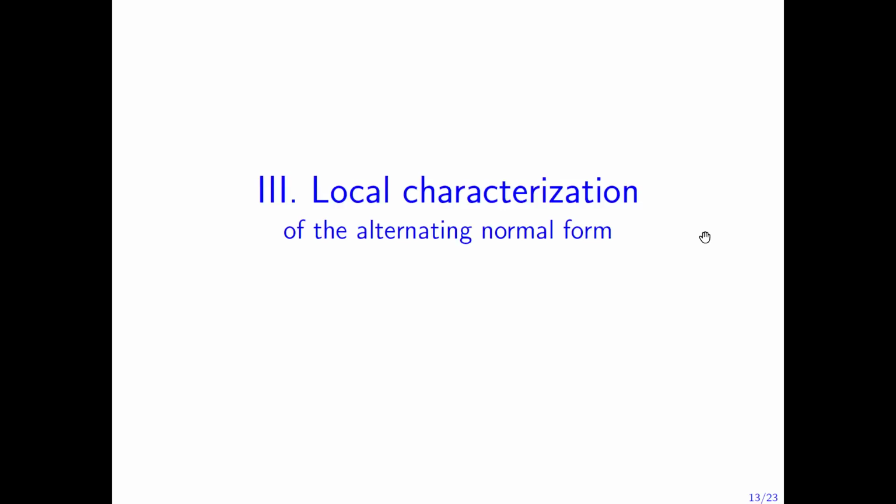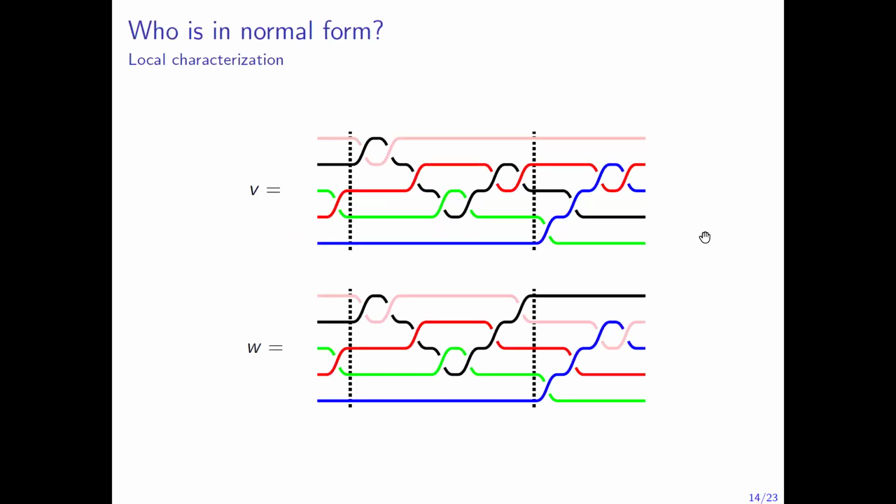So I'm going to talk about a local characterization for the alternating normal form, which is the main thing we proved with Vincent. For that, there's a little game: which of these 2 words is in alternating normal form? I already gave a possible decomposition. You can see that there is only one letter difference, that has been moved up between V and W.